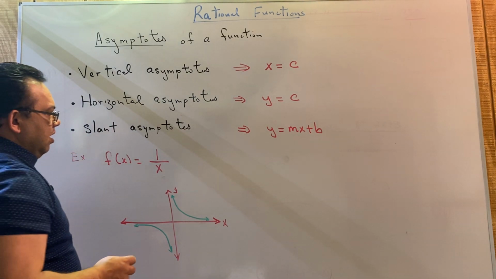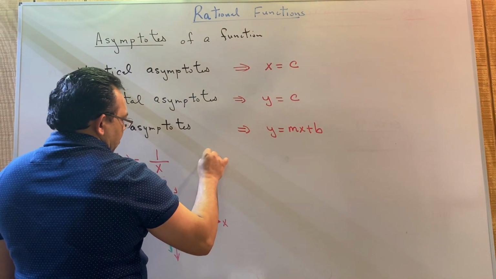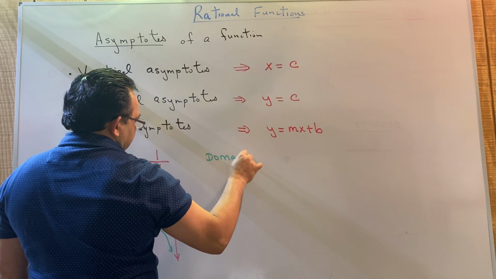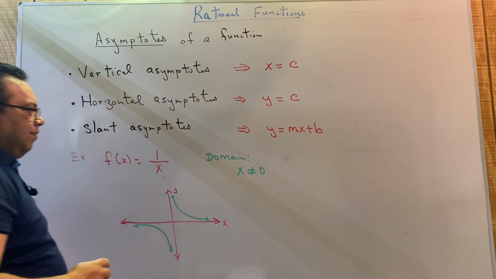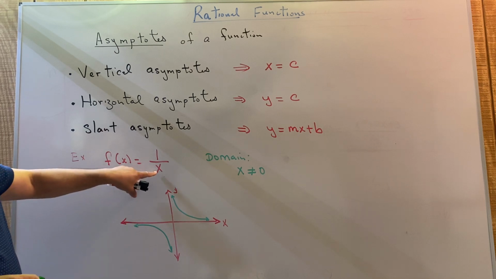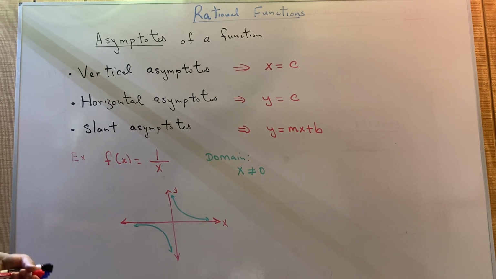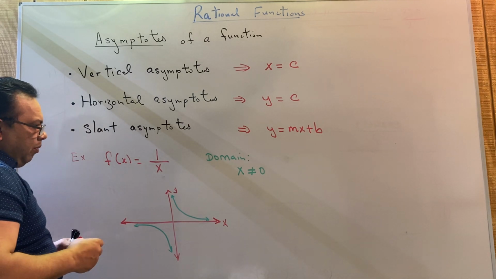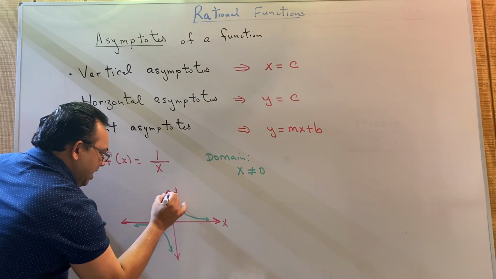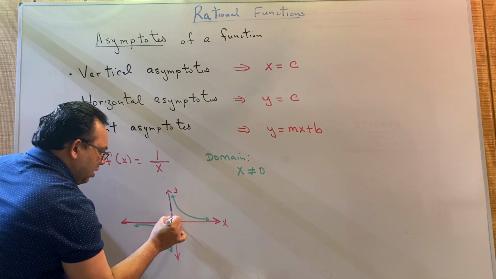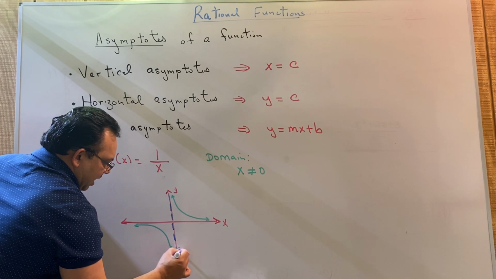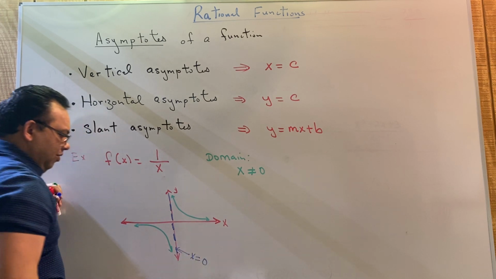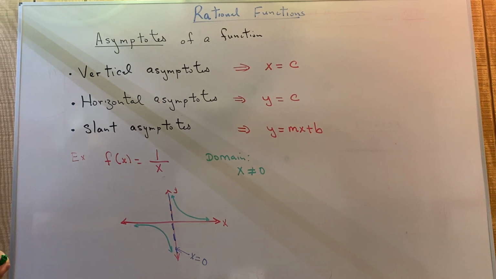And notice that for the domain here, x cannot be equal to 0. Right? x cannot be equal to 0. That's the only number that would not work in this function. If you notice, there's something specifically happening where x is 0. The line x equals 0 will be this broken line that I'm drawing here in blue. This line here would be the line x equals 0.